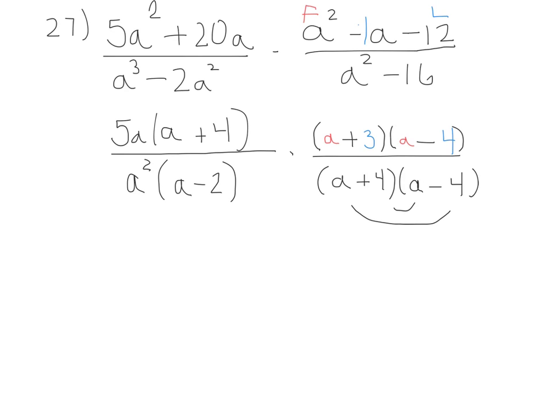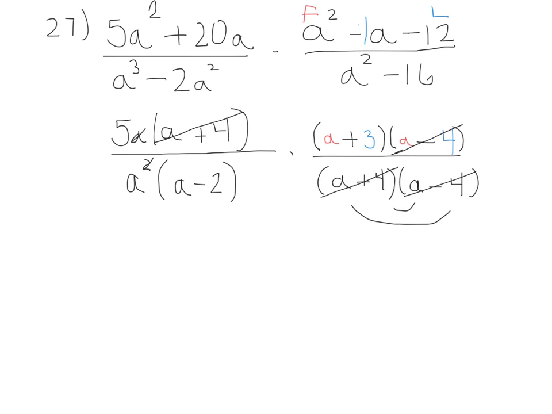Okay, so now this is all multiplication, so I can do some canceling. A plus 4 and a plus 4 cancel. A minus 4 and a minus 4 also cancel. Let's see, this a will cancel one of these a's on the bottom. And I think that's it.